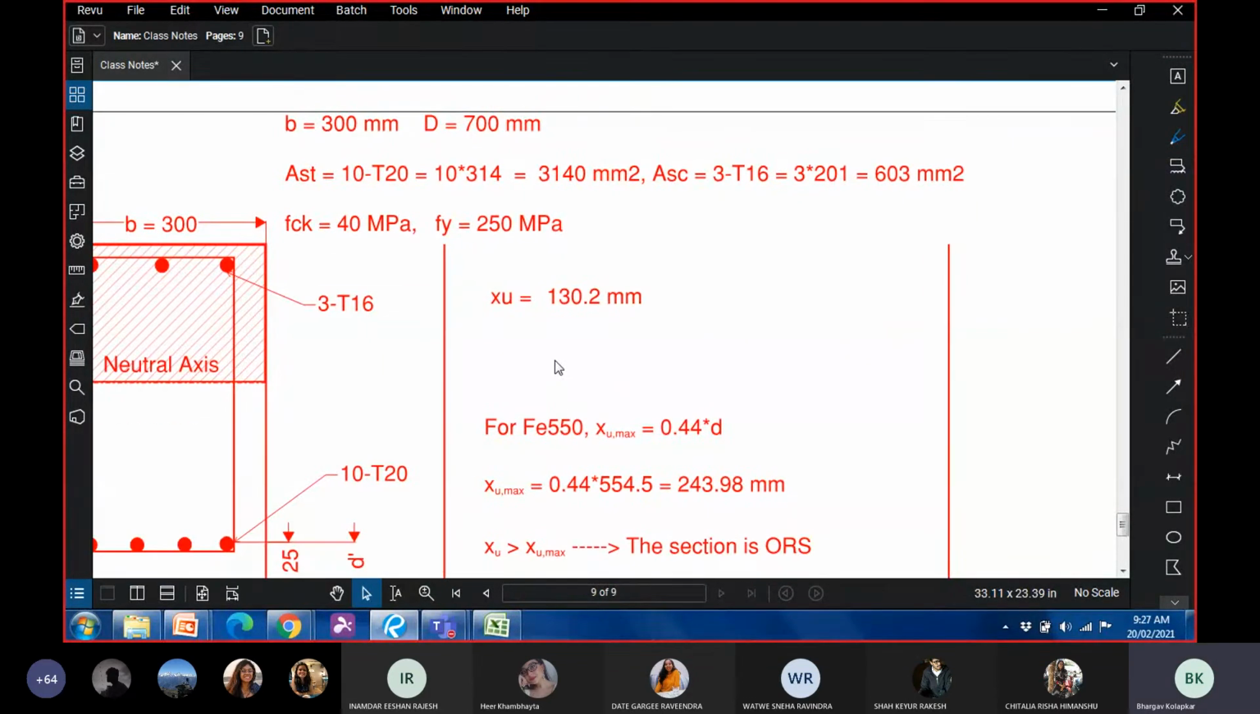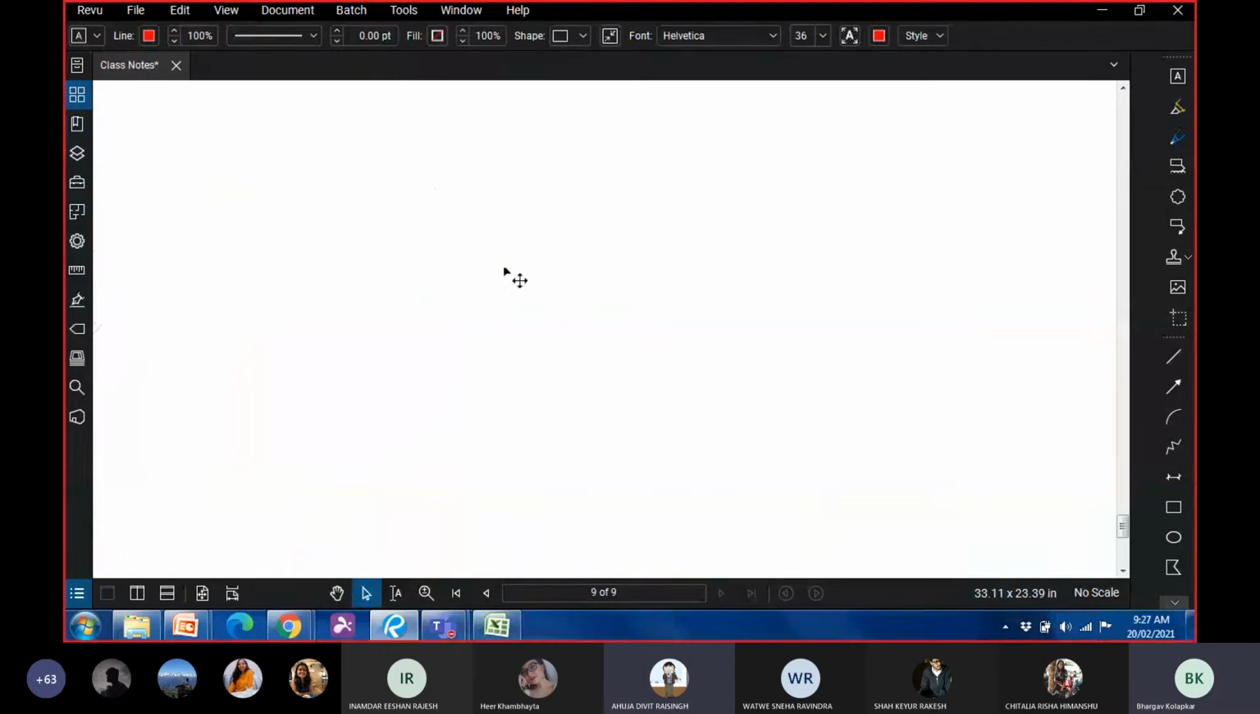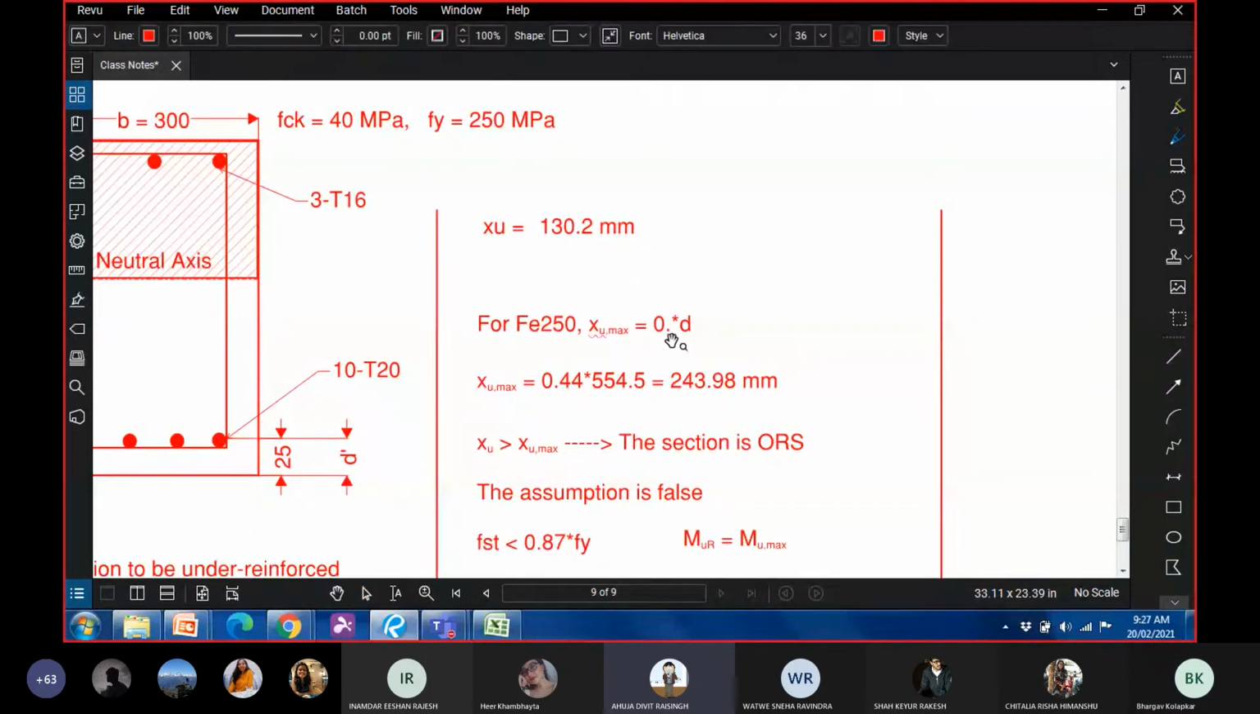Okay, now since we have the value of XU, the next step is to find out the value of XU max, compare XU with XU max, and only then we can say if our section is under reinforced or over reinforced. So for Fe250, does someone recall what is the value of XU max in terms of D? 75 mm. How did you calculate that? 700 minus 25 mm clear cover, so we'll get the D. No, I'm not asking the value of D. I am asking if someone remembers what is XU max for Fe250 in terms of D.